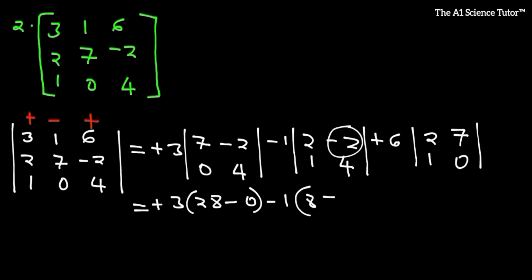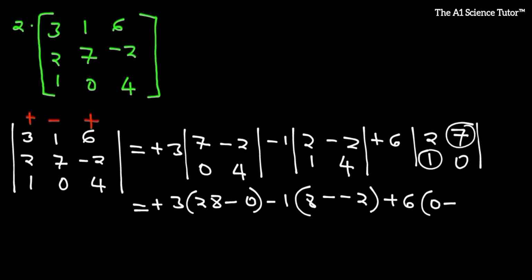Now here we're going to have a -2 multiplied by 1. So that gives us a -2. So that will be -2. Now here we have 2 multiplied by 0. So that gives us a 0. And this should be -1 multiplied by 7. And that is going to give us a 7. So this is 28 minus 0. So that is basically going to be 28.